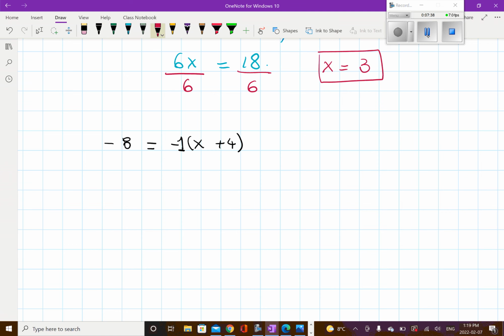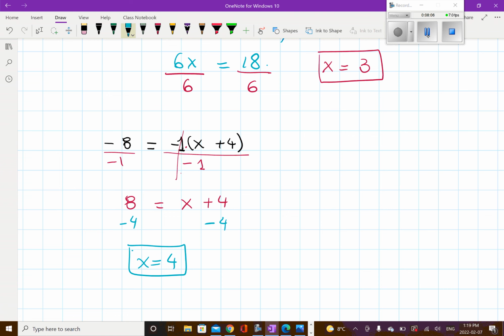So divide both sides by negative 1 to cancel the multiplying that is in between. So this will be positive 8 is equal to x plus 4. And then to cancel the positive 4, you subtract 4 on both sides, then x is equal to 4.